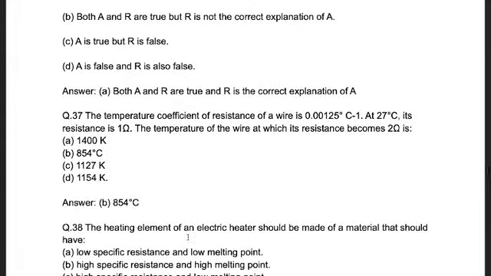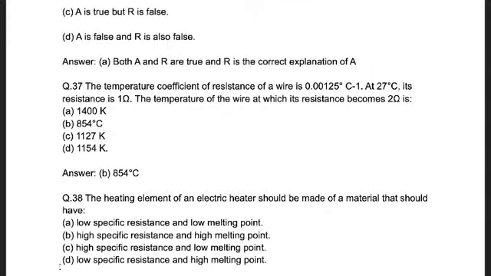Question number 38. The heating element of an electric heater should be made of a material that should have A. Low specific resistance and low melting point, B. High specific resistance and high melting point, C. High specific resistance and low melting point, D. Low specific resistance and high melting point. Correct. The answer is A. Low specific resistance and low melting point.